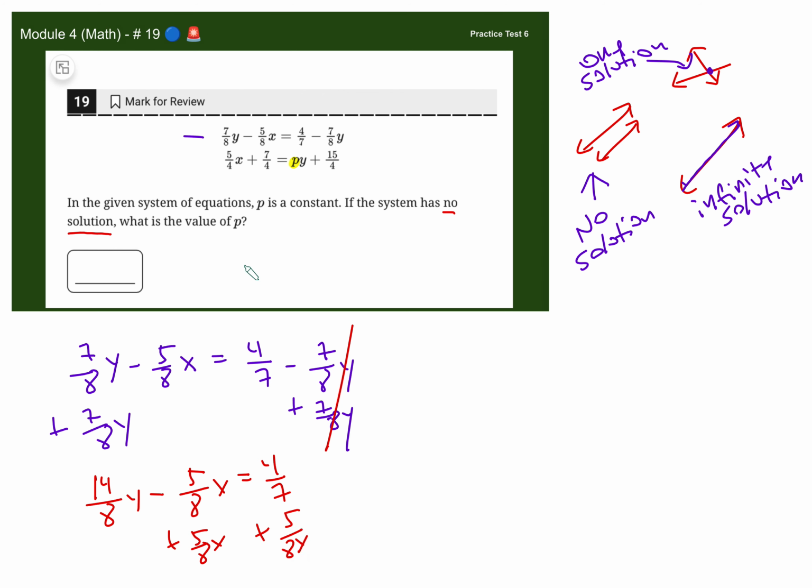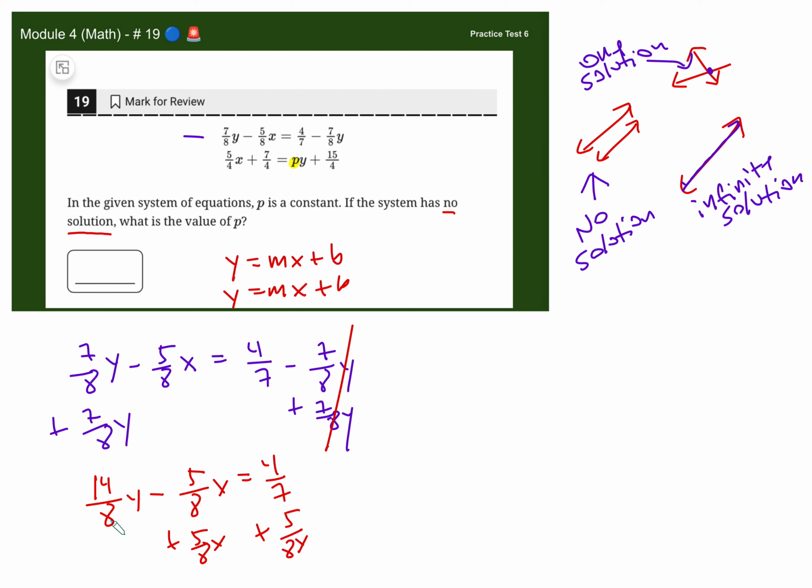And what I'm doing right now is getting both lines into this y equals mx plus b format. Once they're like that, my goal is to match up the slopes, set these two slopes equal to each other, and then find p.